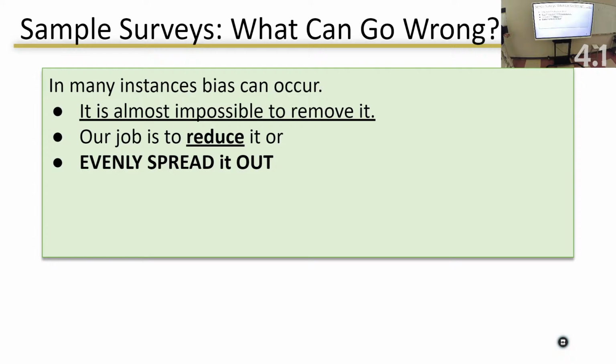Bad examples. Typically, that goes with experiments. So evenly spread it out between the groups, so you can't tell that the bias occurred over here, or it occurred with both groups. If it occurred with both groups, then it's somewhat still equal. So your job is to reduce it or evenly spread it out. Just remember that. If you can evenly spread it out, you've reduced it. You can't remove it. All you can do is try to reduce it the best you can.